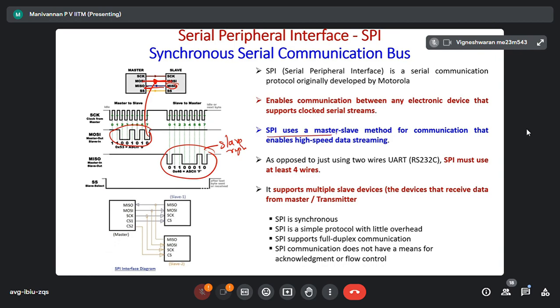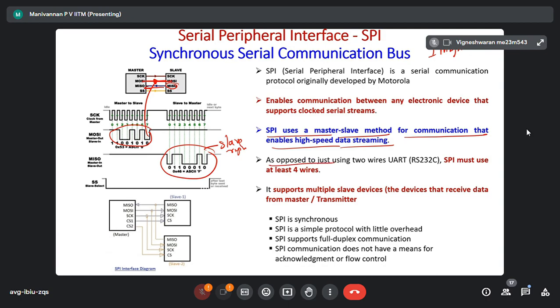So SPI is a master-slave method for communication. It enables high speed data. Here it can transmit in the order of megabits per second, 5, 10, 20 also. You have to see the data sheet. In RS-232, it is in kilobits, 20 kilobits or 36. That is very, very slow, dead slow.